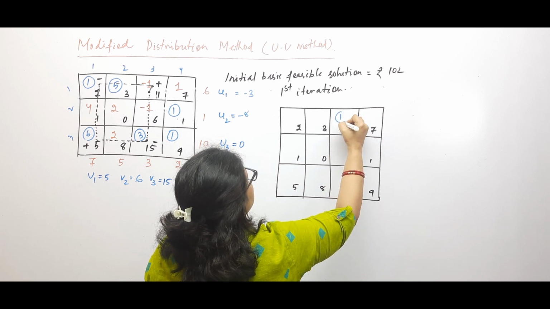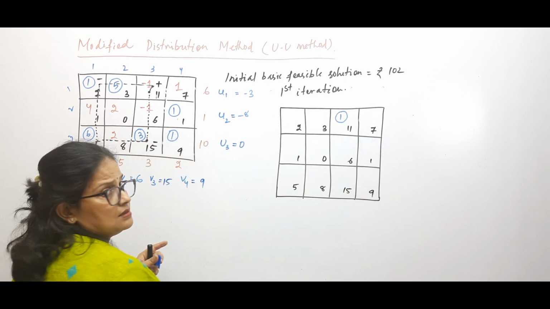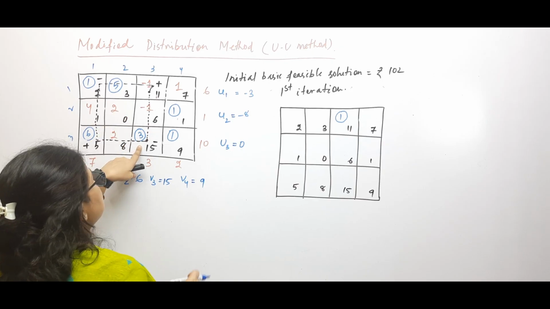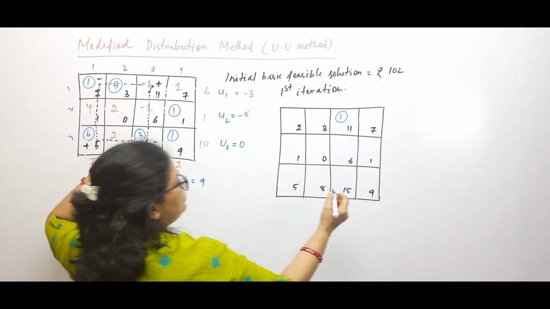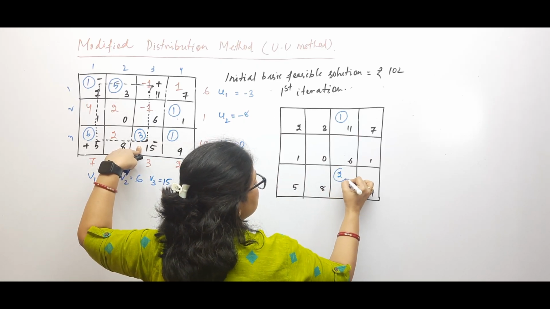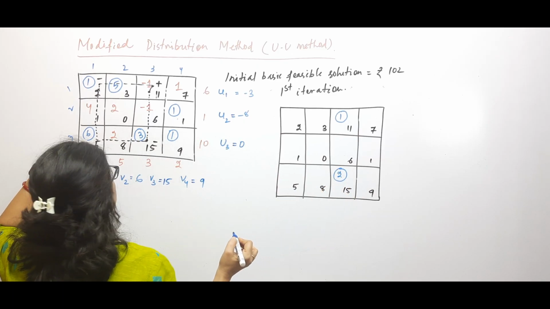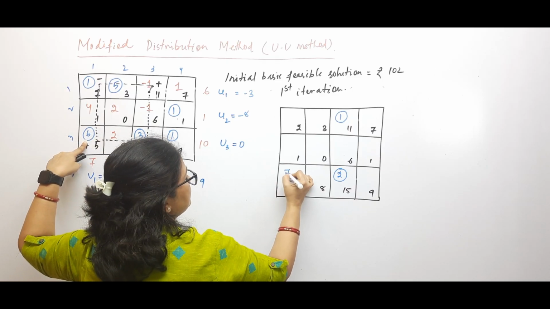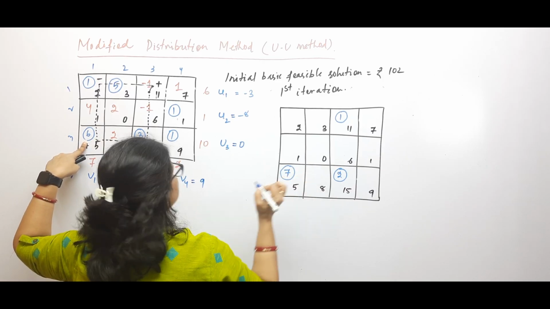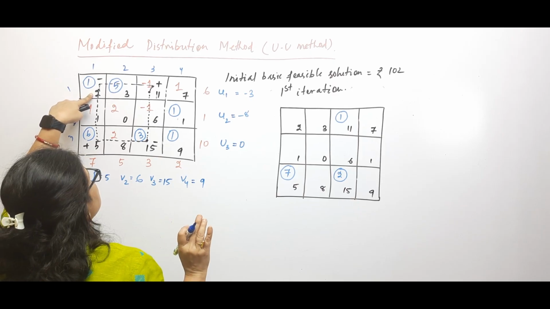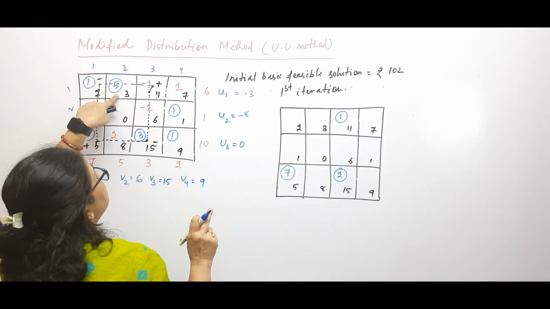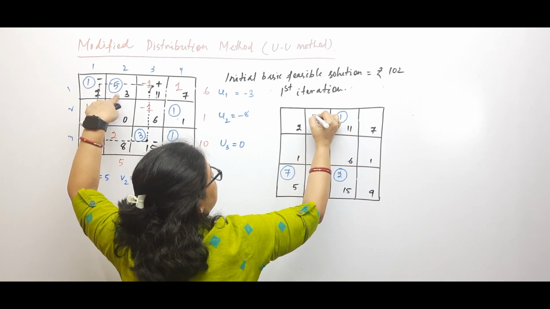This is our 1 allocated to this cell plus 1. Here minus means 3 allocated. 3 minus 1 is 2. Now here the allocation is 2 now. Here the allocation is plus, means 7 now. Now here there is no allocations. But previously we are having here allocation 5. So mark this one 5.